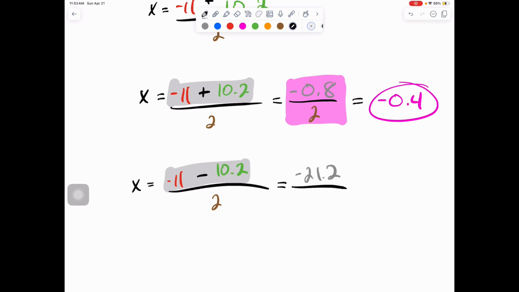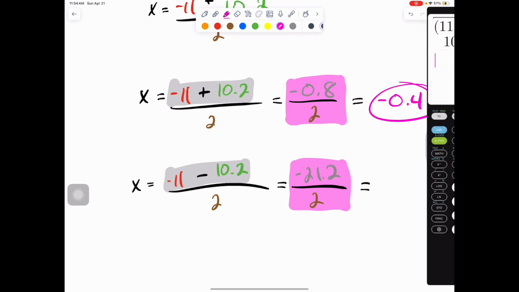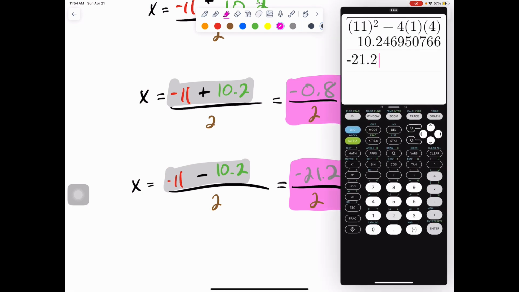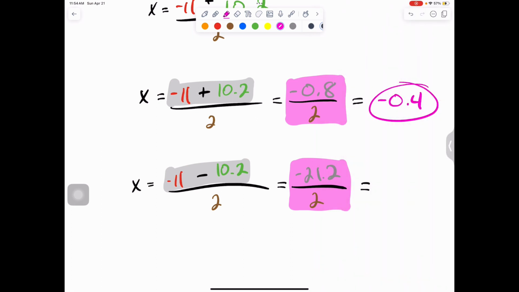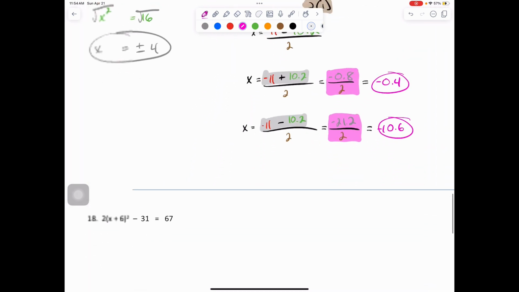We will set that over 2. And again, we will do our computation of negative 21.2 divided by 2. All right, and then that should equal negative 10.6. And let me just confirm just to be 100%. All right, it is negative 10.6. Thank you very little. Go ahead and circle that as your answers.